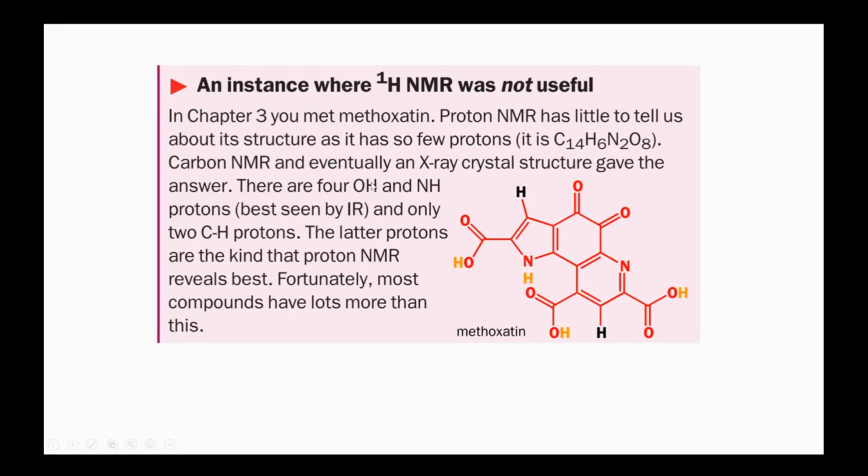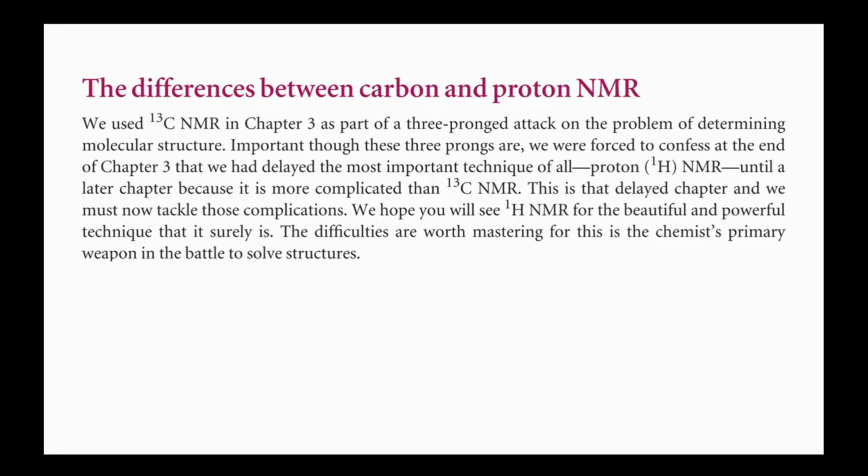So all of these organic compounds contain hydrogens and a carbon network, and they can easily be characterized through Proton and Carbon NMR spectroscopy, but sometimes IR spectroscopy is more helpful, and sometimes mass spectrometry is more helpful. So if we combine all of these techniques, IR spectroscopy, mass spectrometry, proton and carbon NMR, and 2D NMR as well, we should be able to find out the structure of the compound. Okay, let's move on to the differences between carbon and proton. So we used the C13 NMR in chapter 3 as part of a three-pronged take on the problem of determining molecular structure.